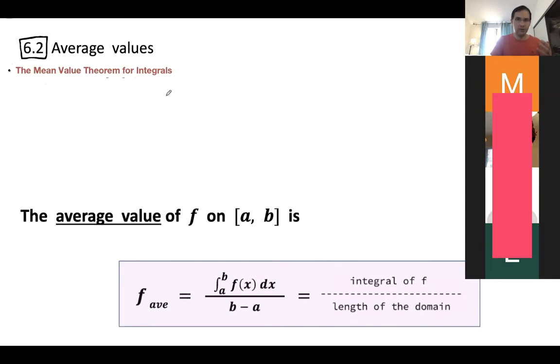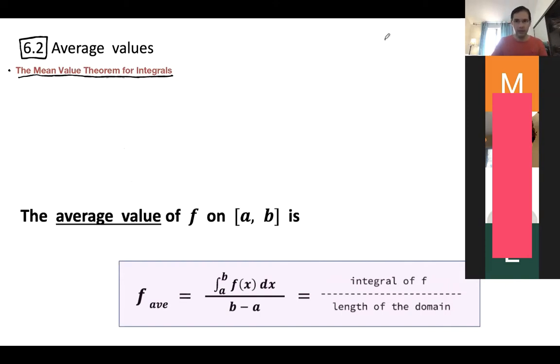So the main result in this section is the mean value theorem for integrals, not for derivatives, because we did that for derivatives in Math 2A. This is for integrals. So first of all, let me define what we mean by the average value of a function, and then I'll give you some intuition on how to think of this. First of all, the formal definition.